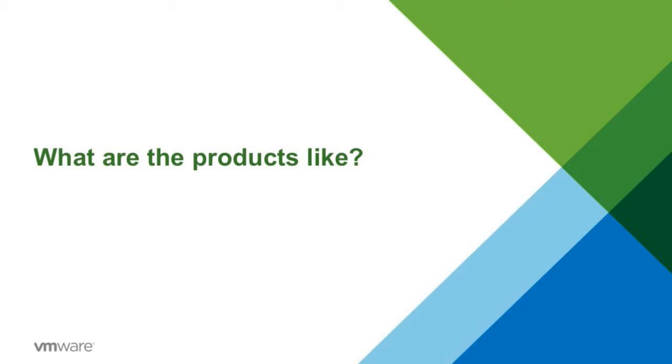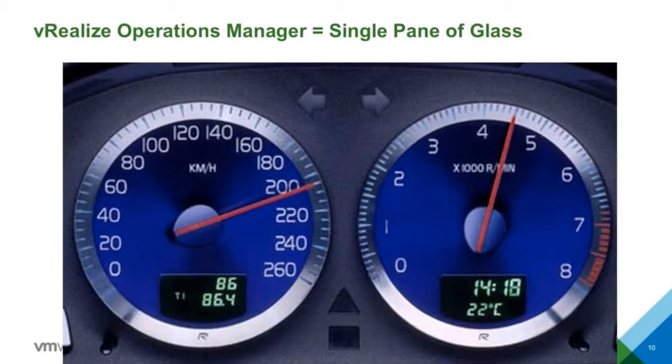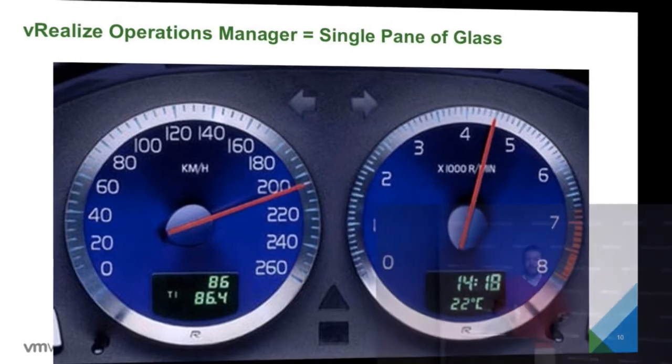Now, what are the products like? I mean, it's easy to talk about them and show quick demos, but I really want to provide an analogy of something that you'll hopefully be able to relate to. So let's start with like a car dashboard here. We have the speedometer, the RPMs. There's a whole bunch of information happening here. Think of this like the vROps dashboard.